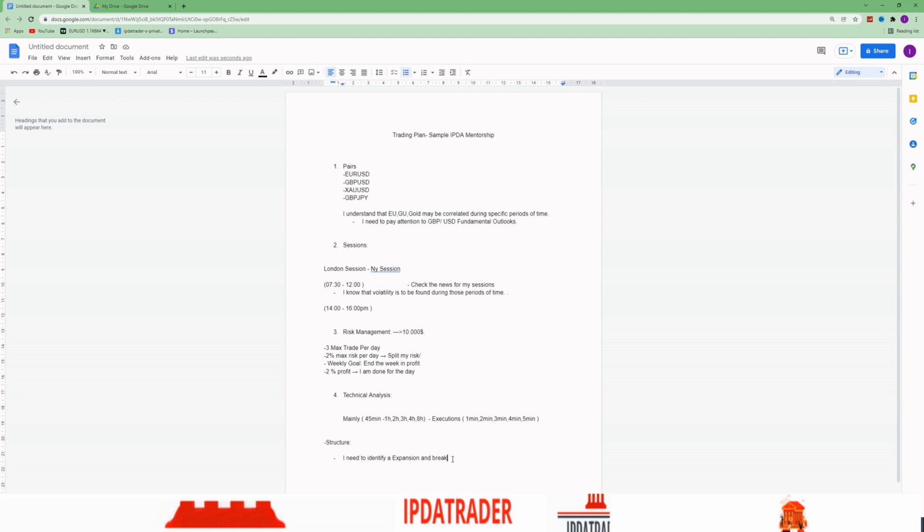I need to identify an expansion and break, right? With the time frames that I've listed above. So the 1 hour, 2 hour, you get the idea. I'm not going to be typing everything out. I need to identify an expansion and break. And that's it, right? That's how you determine your structure play.